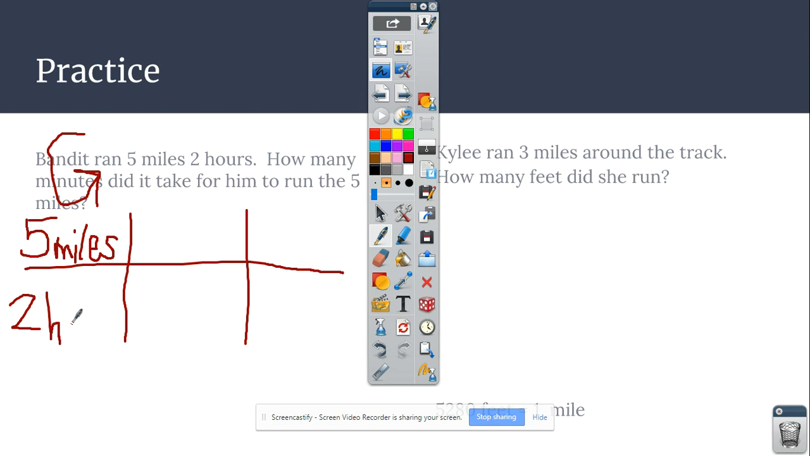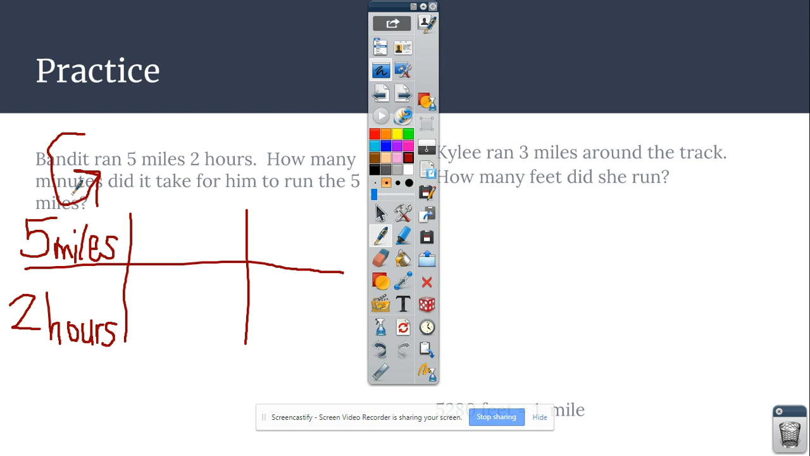The other problem did not have anything in this bottom square, but this one does. So now my given is 5 miles in 2 hours. That is a rate. Okay, so how many minutes did it take for him to run the 5 miles? So what's it asking? It's asking us to convert from hours right here to minutes.